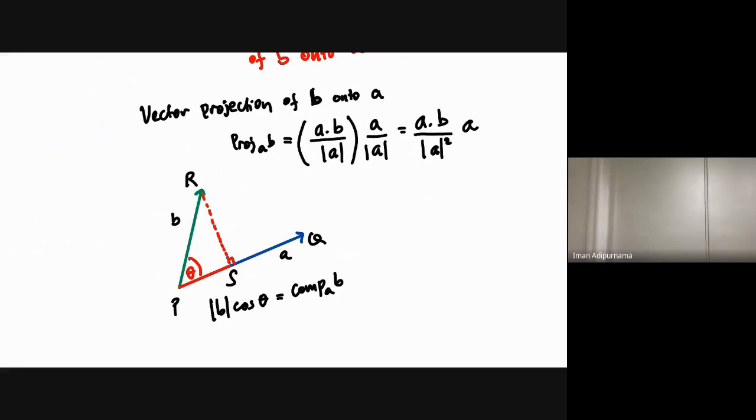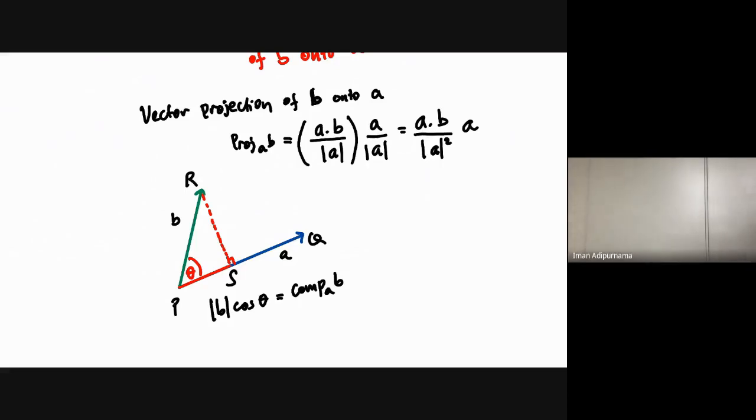While in the vector projection, it's the same thing, B cosine theta, but it has a direction. That's why I need to multiply with the unit vector, so it has a direction. That's the difference. It's similar, but the difference is just the unit vector. Here you don't need to multiply with the unit vector, so this is the component. Actually, it's not too difficult. The difficulty is how to define these two.